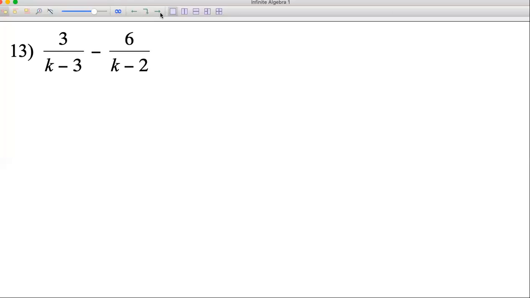It's 3K. More positives, more negatives. I see a 3 and I see a negative 6. Which one do you have more of? Negative 6. So therefore the answer isn't 3K, it's negative.